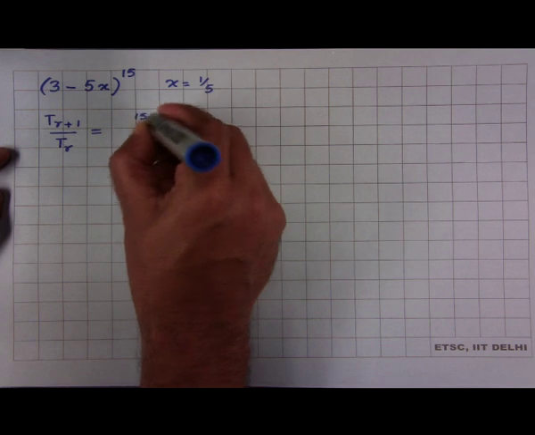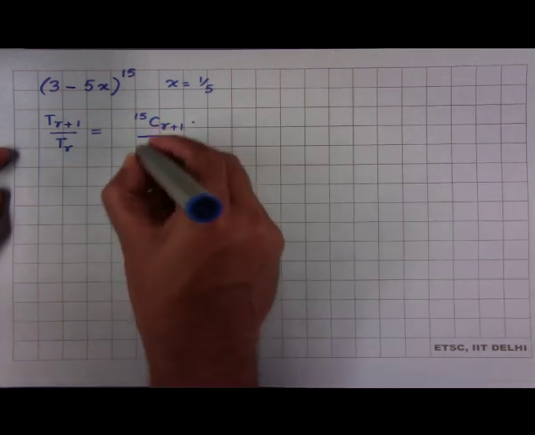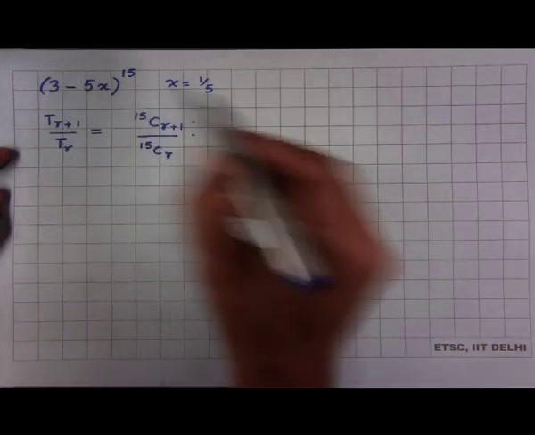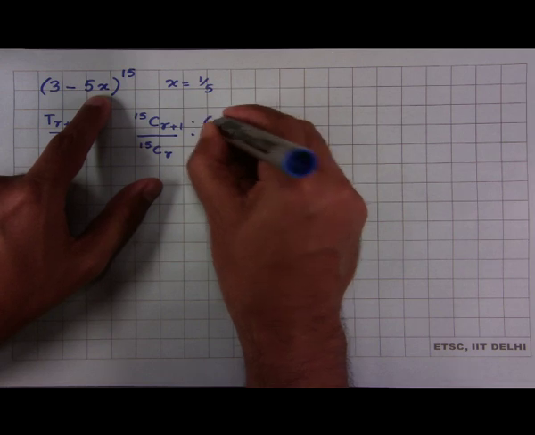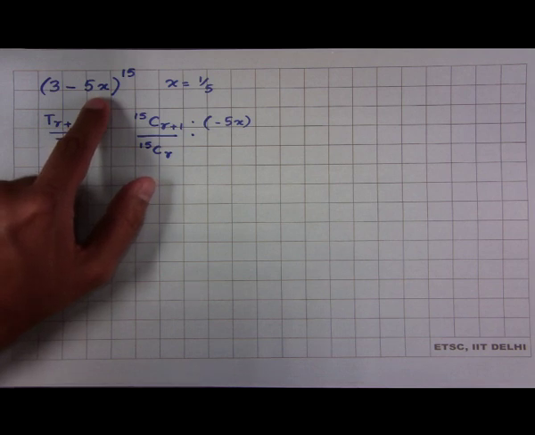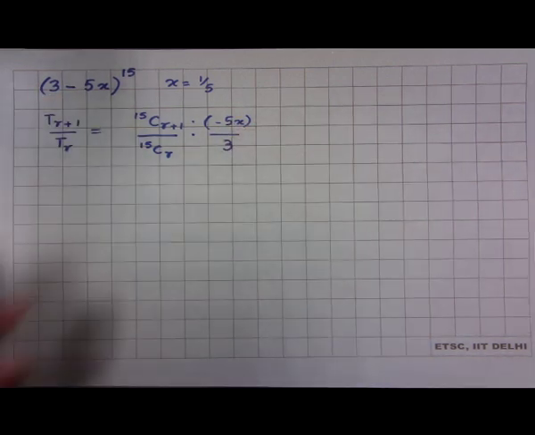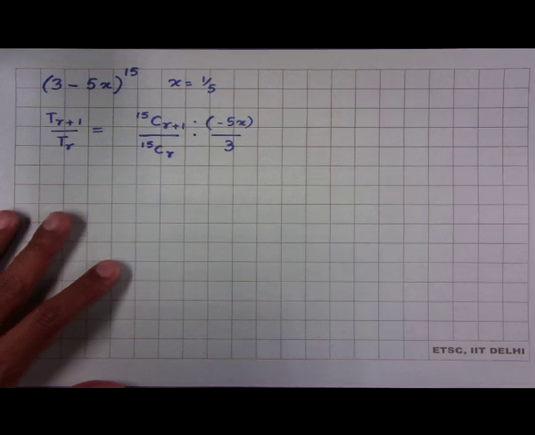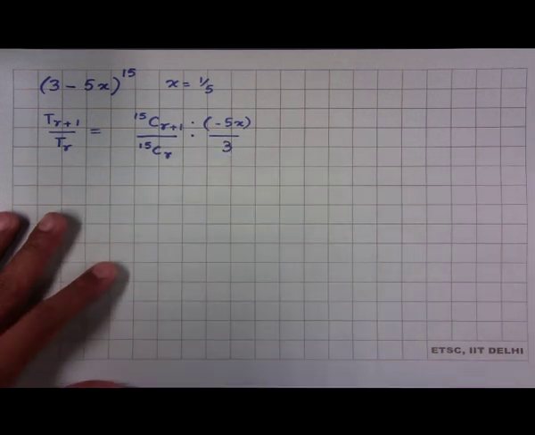That is equal to 15C(r+1) by 15Cr, and in the numerator, the r plus 1th term is larger by a factor of minus 5x, smaller by a factor of 3. Okay. Any questions so far? It is larger by a factor of minus 5x, smaller by a factor of 3. This is T(r+1) by T(r).